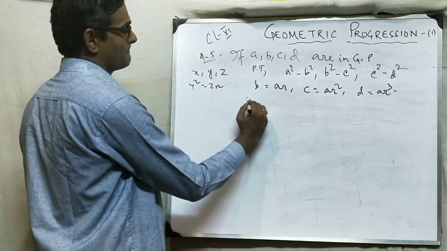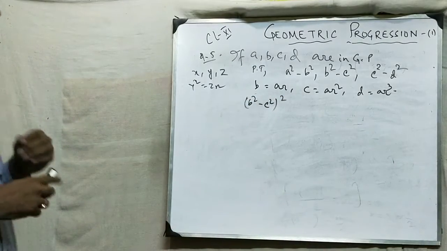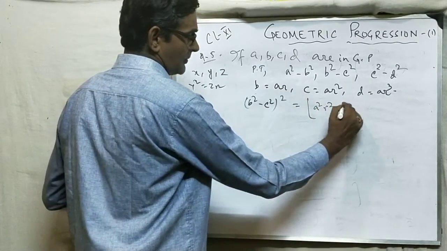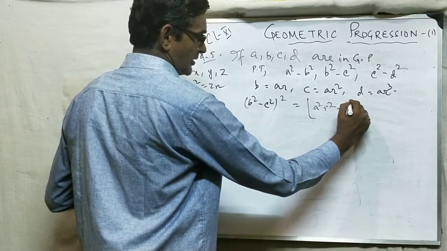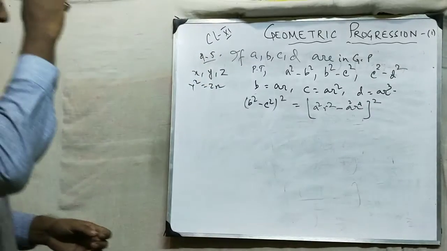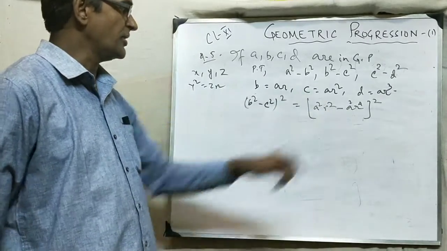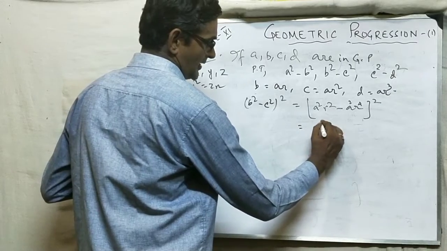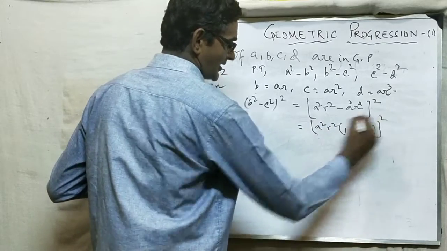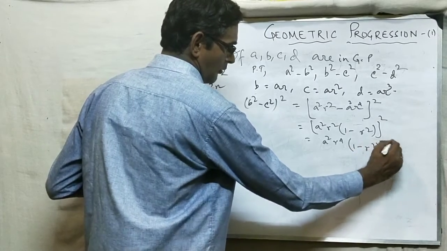So here we have x, y, z. So let us take (b square minus c square) whole square. Now (b square minus c square) whole square will give what? What is b square? a square r square minus a square r to the power 4, whole square. Okay, clear? In place of b, I am writing ar. In place of c, I am writing ar square. So if you take a square r square common, (1 minus r square) whole square, this will give a to the power 4 r to the power 4 (1 minus r square) whole square.